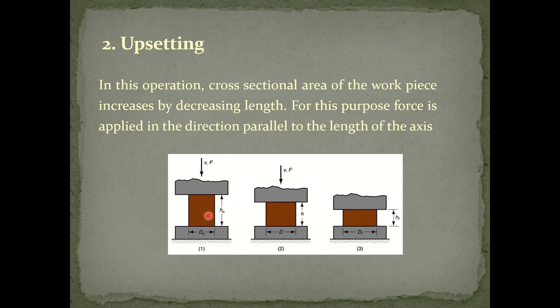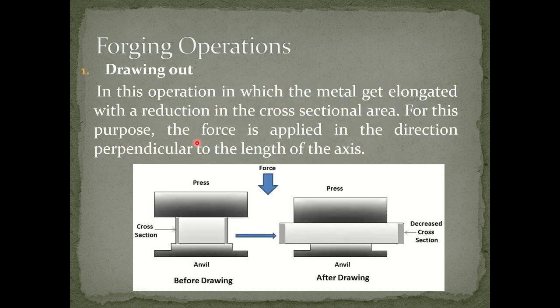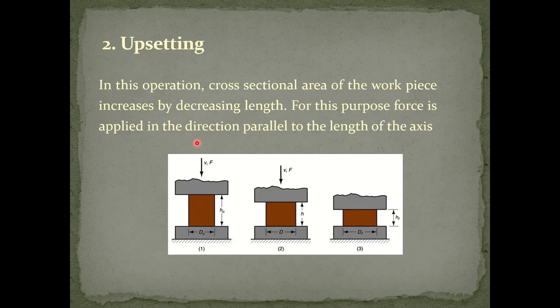What happened in the upsetting? This vertical is the length of input material or workpiece. And this is the force. Means force is applied parallel to the axis of the length. And after the final product, we get reduction in the length and increase in the cross-section area. In this operation, cross-section area of the workpiece increases by decreasing the length. For this purpose, force is applied in the direction parallel to the length of the axis. So these are the two main forging operations.